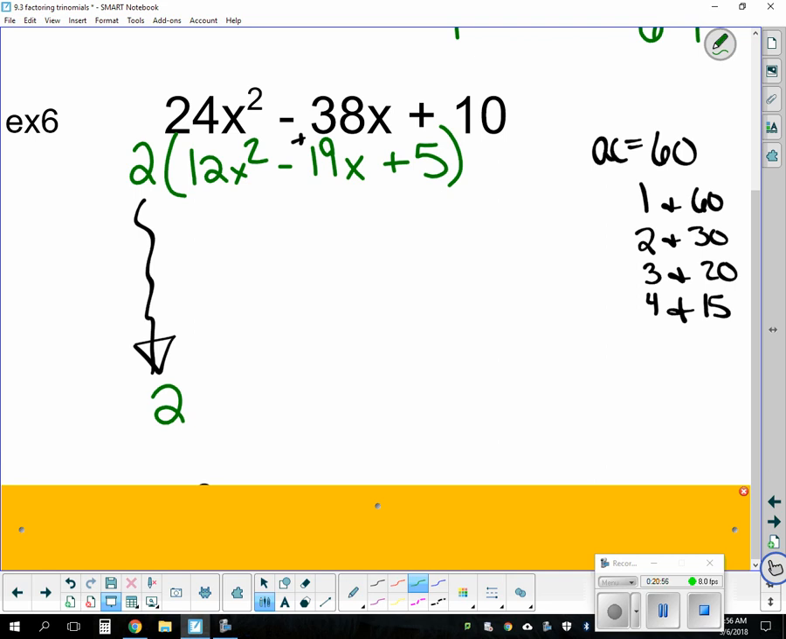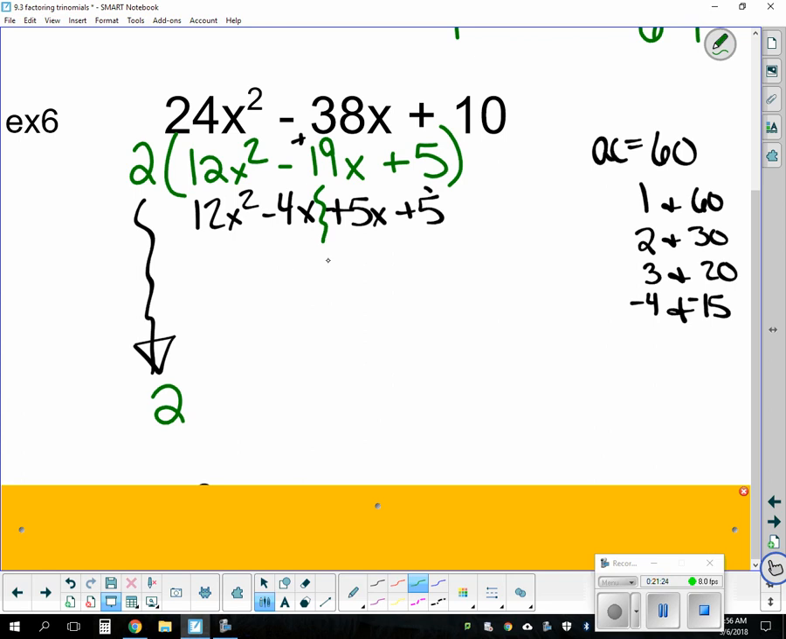What signs do they need to be? Well, if I'm multiplying to get a positive, they have to be the same sign. So maybe both positive, but then I would never get a negative here. So maybe both negative, and sure enough, that works. I've already taken care of my 2, so I'm ignoring that now, and I'm just looking in here. So 12x squared minus 4x minus 15x, and remember, those can go in either order. It doesn't matter, the middle two numbers.